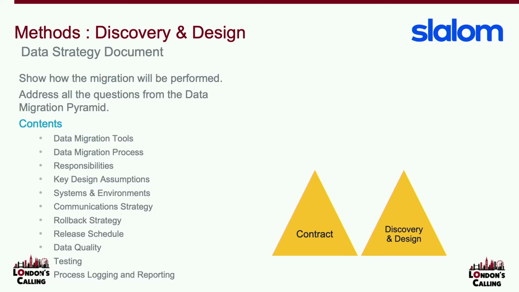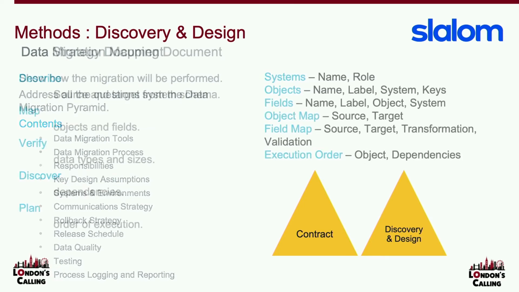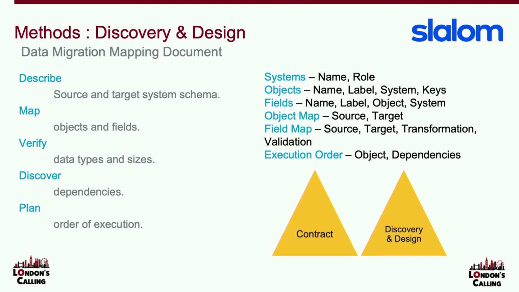So this is the data strategy document contents, and your mapping document should cover these areas. It should describe, map, verify, and discover and plan for your project. You're looking to find all those skeletons, all those dodgy bits of data, those crazy bits of technical debt that have caused strange things in your data schema. You want to pull those out early so that you don't encounter them later on.